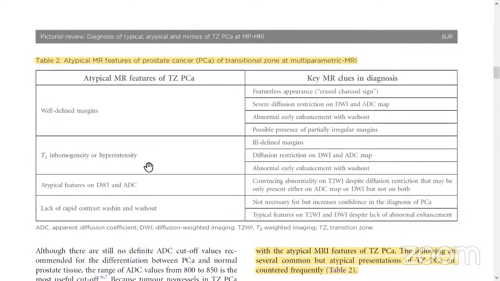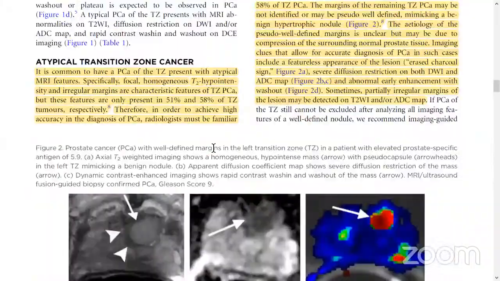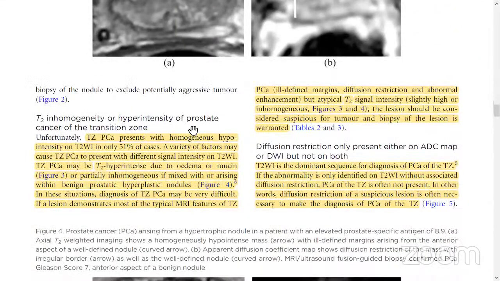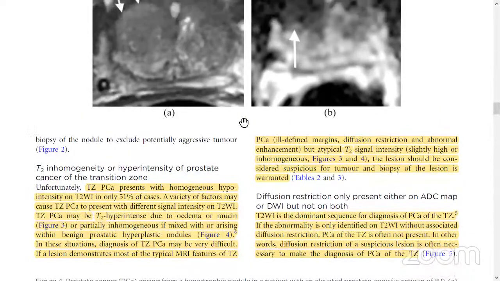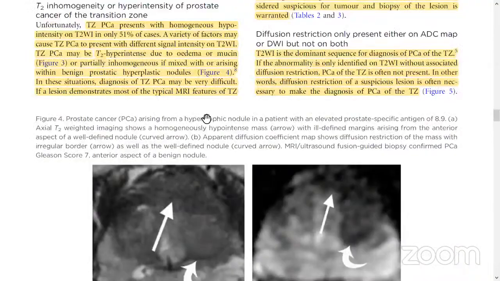T2 inhomogeneity or hyperintensity. This is another important thing. We expect that cancers are going to be hypointense on T2, but cancers can be hyperintense on T2 as well. So only 51% of tumors are typically T2 hypointense in the transition zone. And because of the presence of edema or mucin, they can have an inhomogeneous appearance, or they can even be hyperintense on the T2 weighted images. So that is something which they have importantly marked.